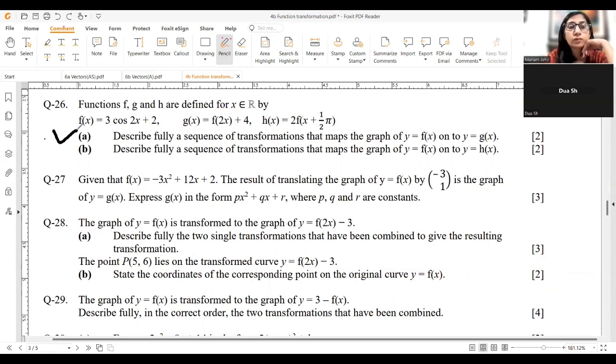Yeah. So the answer for the first part is a stretch parallel to the x-axis with scale factor half. And now you cater to the +4. What is that doing?